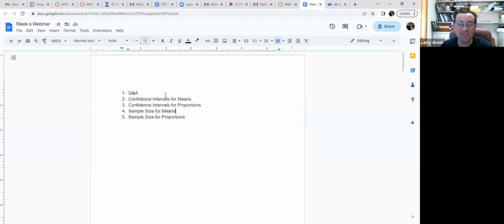Just like 2 and 3 on the list, 4 and 5 will be sample size for means and sample size for proportions. So it's a different formula, whether you're doing means versus proportions. And we've kind of seen that already, that means and proportions are really two pieces. So that is the plan for today. It's not too bad. One thing is that this is the week 6 webinar. What's important about the number 6?